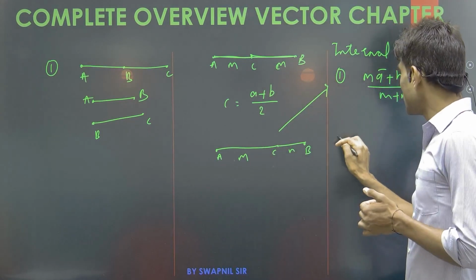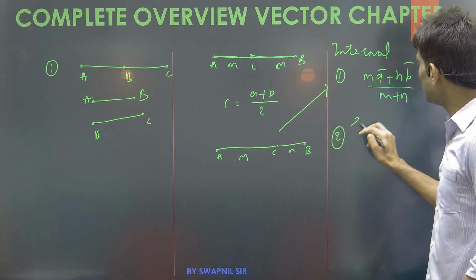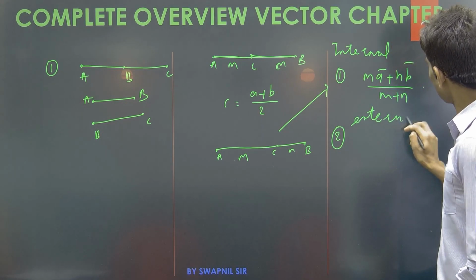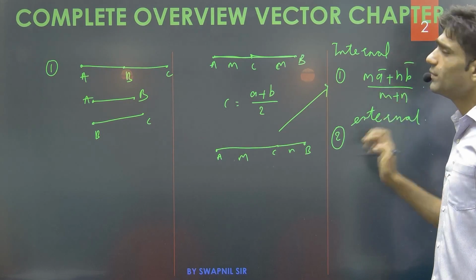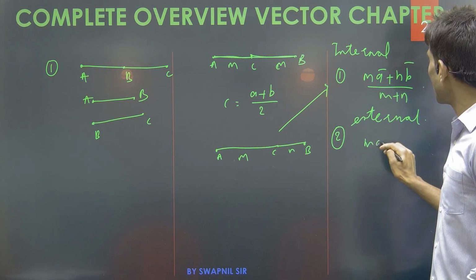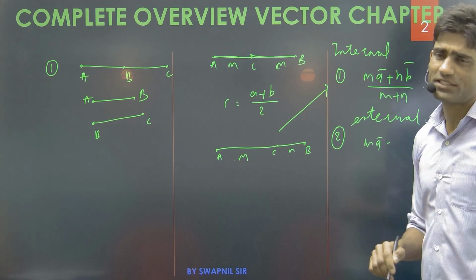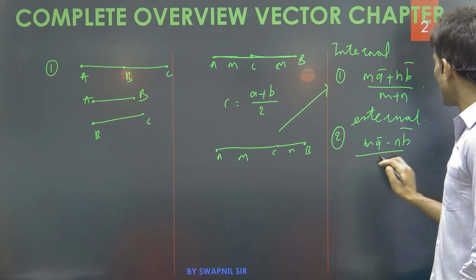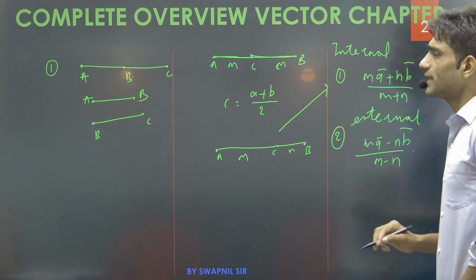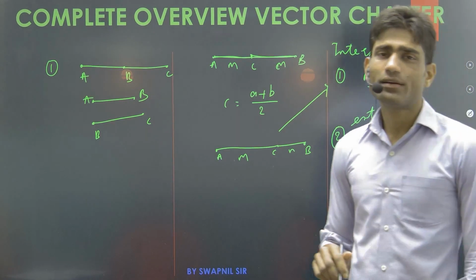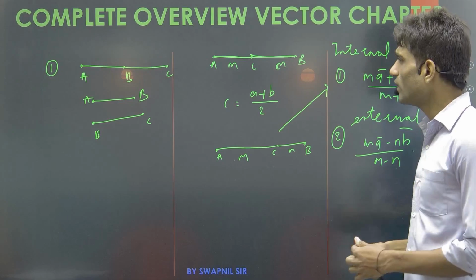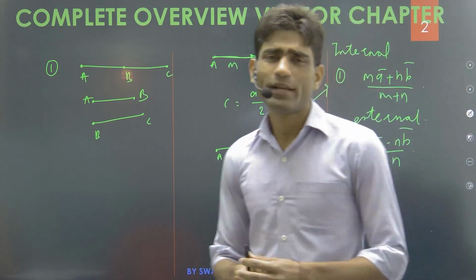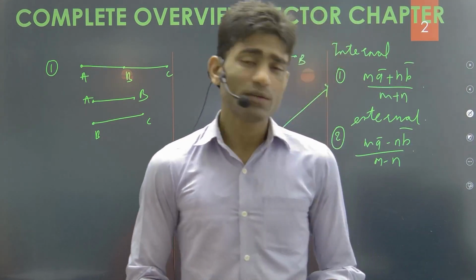Now the section formula for external division. We write m into a bar, as the point divides externally, so we take negative: m into a bar minus n into b bar upon m minus n, which is the section formula for external division. So that's it for the concepts we need for our next examples.